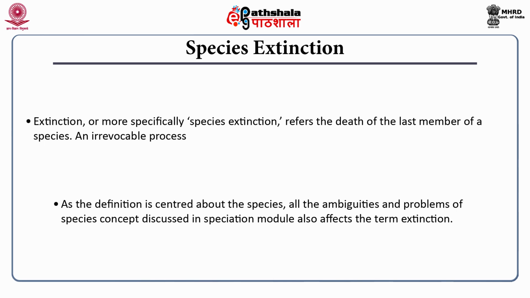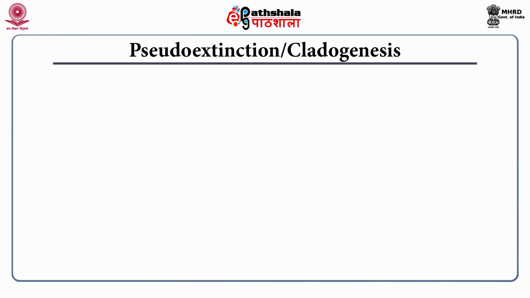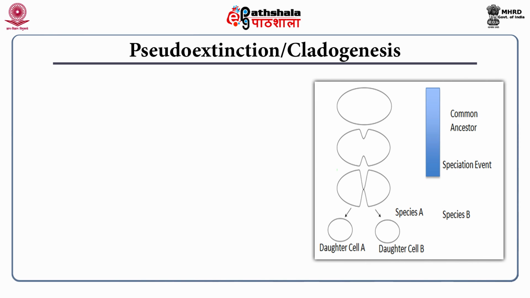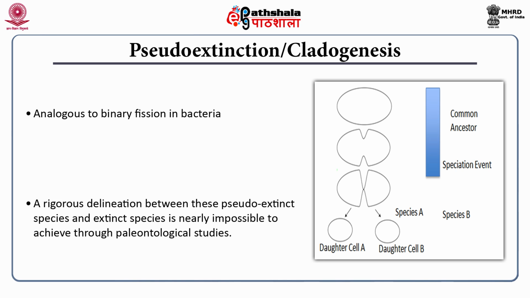As the definition is centered on the species, and of course, as we will see in the module on speciation, the species definition is very tricky and the interpretation of what constitutes a species is very subjective. So, all the logical as well as philosophical problems associated with the concept of species are applicable to species extinction as well. Species extinction can be contrasted with yet another phenomenon called pseudo extinction. So, what is pseudo extinction? It is analogous to binary fission. In binary fission, one bacterial cell divides into 2 bacterial cells. That is, one parent cell divides into 2 daughter cells.